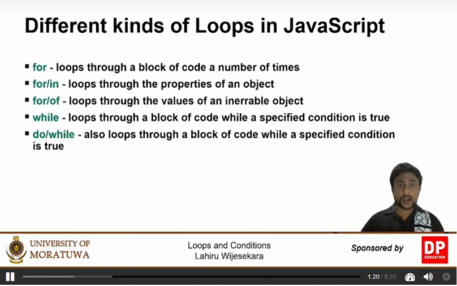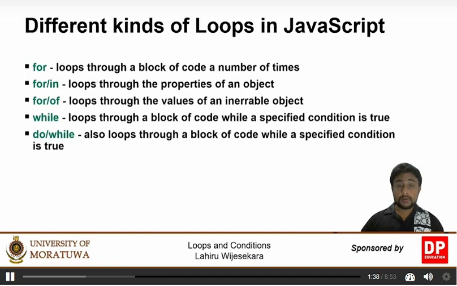What are the different kinds of loops? First one, the for loop. This loops through a block of code a number of times. The second one, the for in loop. This loops through the properties of an object.